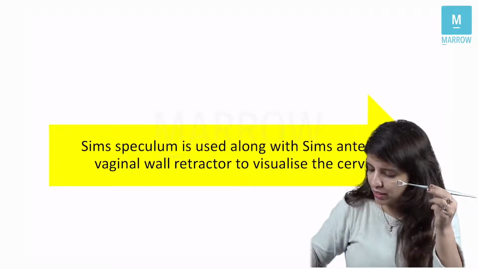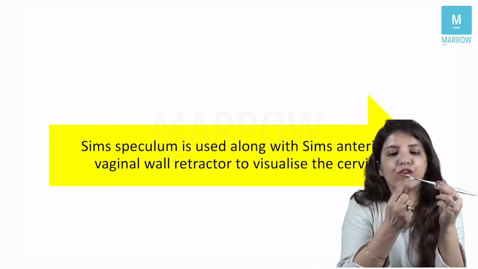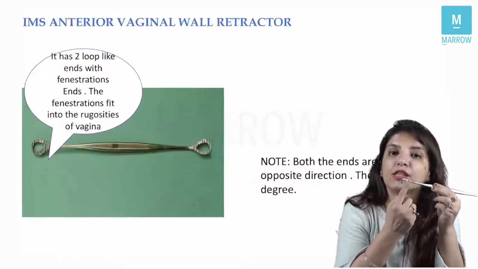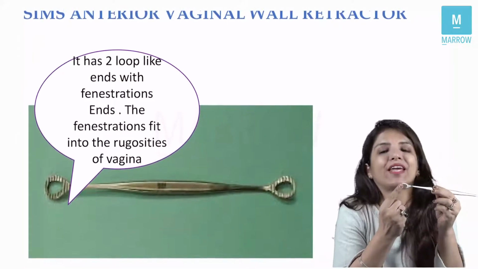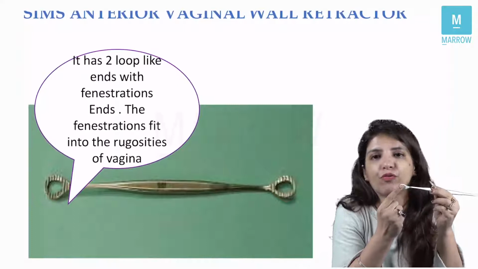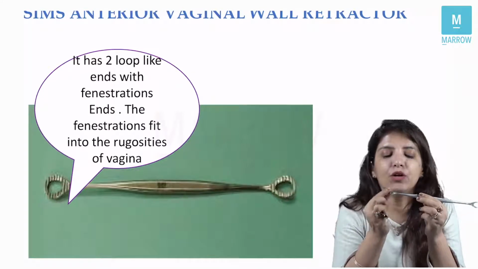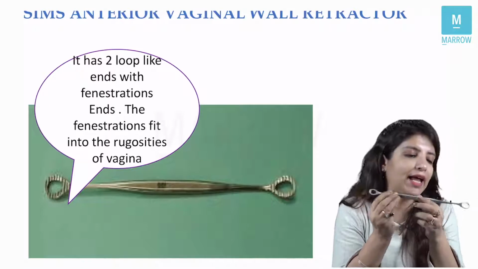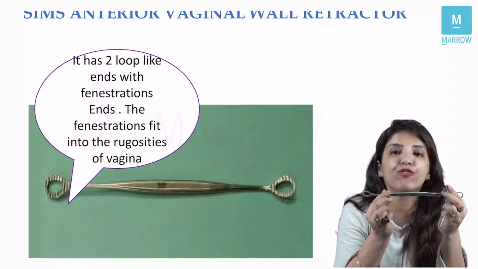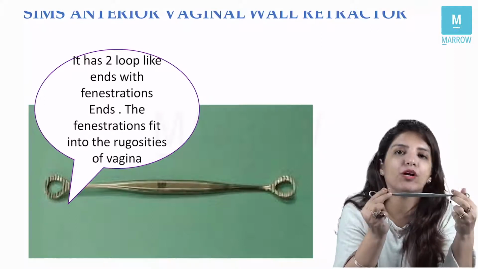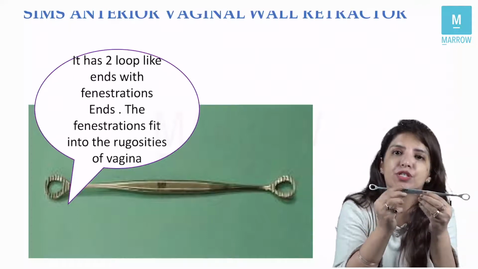So, let me open an image also. There are serrations or fenestrations present in the loop-like end. Why are these fenestrations present? So that they can fit into the rugosities of the vagina. Now, if you see over here, the loop-like ends make an angle with the handle, right? This is a 15-degree angle which they make with the handle, and both the loops are pointing in opposite directions.